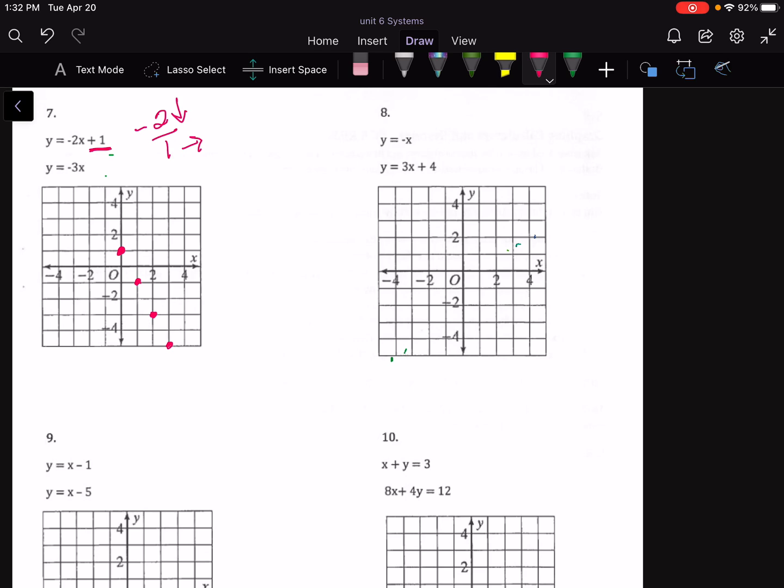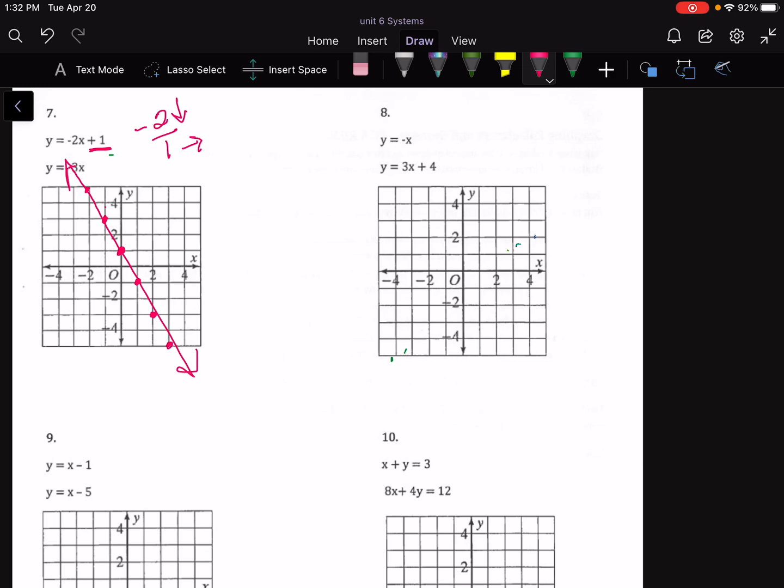I would really like some points up here in quadrant 2. So to get some points up there in quadrant 2, I am going to do the opposite. I'm going to move up 2, but this time I'm going to go to the left. And that really allows me to get points throughout my whole graph instead of just on one side.